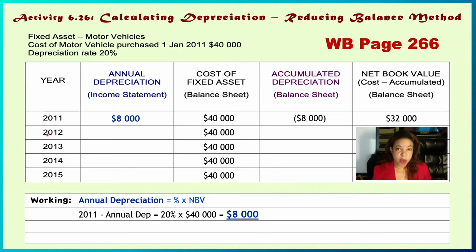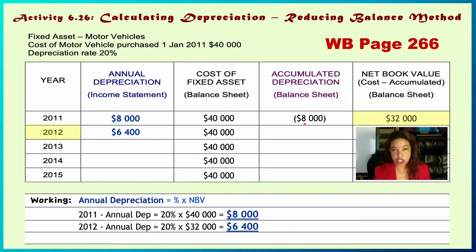For the next year, 2012, it is the same formula, percentage by net book value. So basically it will be 20%. Before we calculate how much it depreciated by, or the annual depreciation for 2012, we have to use the previous net book value, which would be the 32,000. So your working for 2012 is going to be 20% of the 32,000, which will give you your annual depreciation for 2012 as 6,400. So you have 6,400. You can now go through the steps.